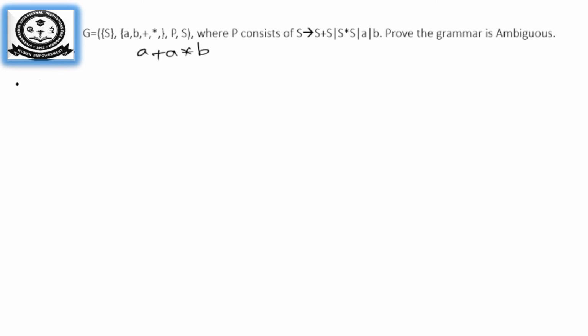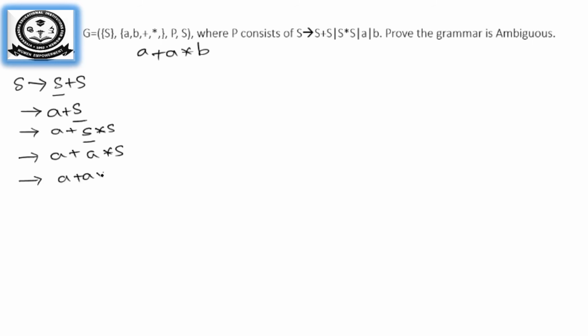You can see, S can be started with S plus S. So in the leftmost derivation, S can be A plus S, then A plus S can be represented as S star S, then A plus this S can be A star S, then finally we can have A plus A star B. So the string is accepted. So you'll draw the parse tree over here. S will be S plus S, and you will have A for this, again here S star S, then finally this is A and this is B.